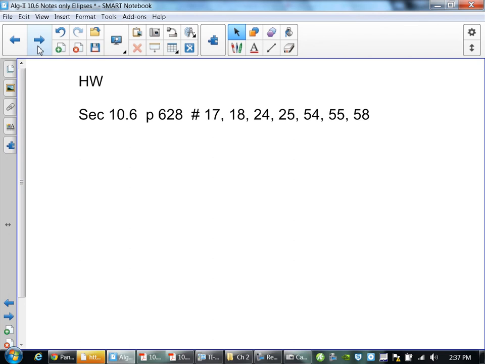This is section 10.6. What I did here is I picked ellipse problems again, but read the problem, because remember, some of them might be in that grouping where it could be an ellipse. 25, parabola. 55. It might even be a circle, you never know.